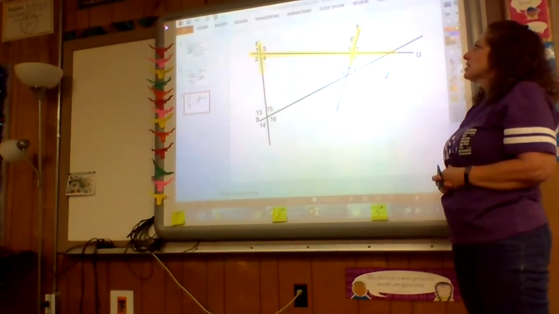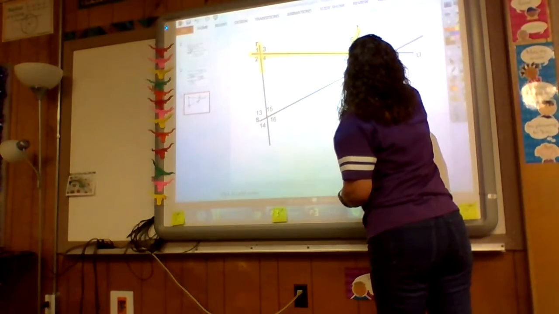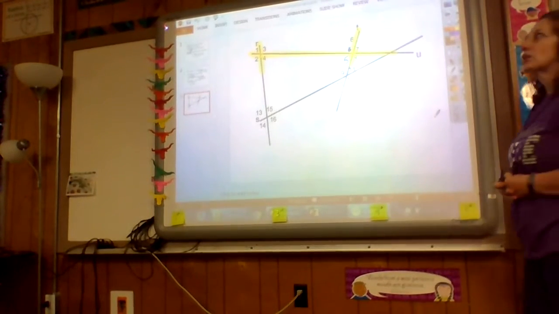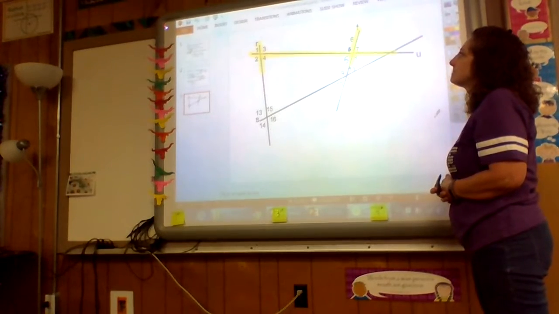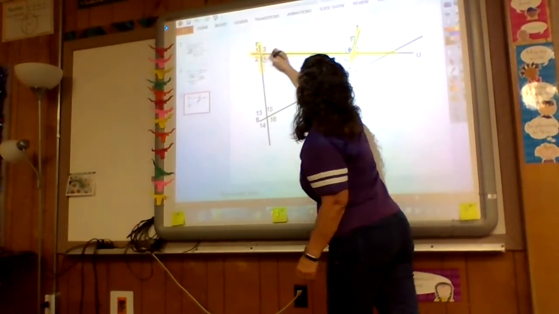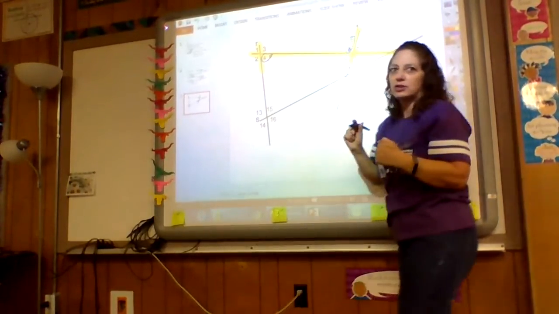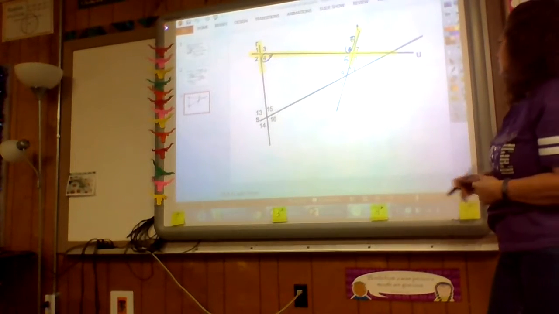Tyson, can you name a set of alternate interior? 6 and 4. So here's 6, here's 4. They're inside the 2 lines and they're on opposite sides. Good. From that same position, Holly, can you name a set of corresponding?